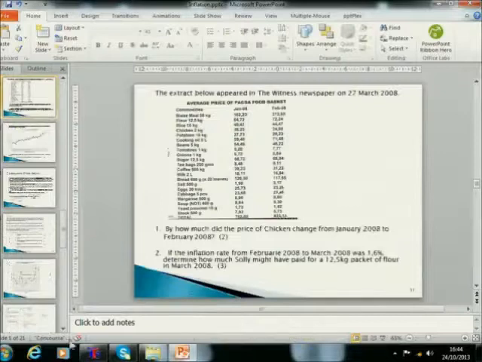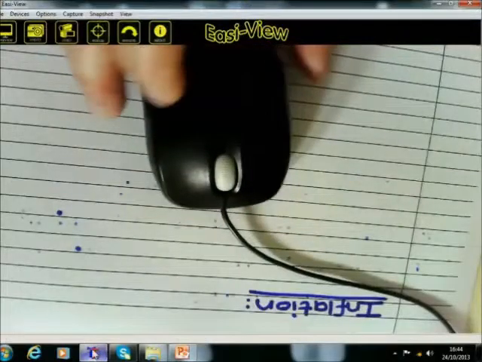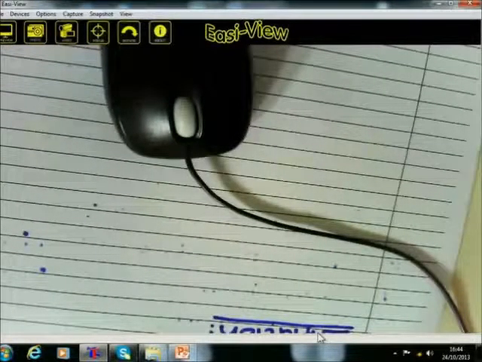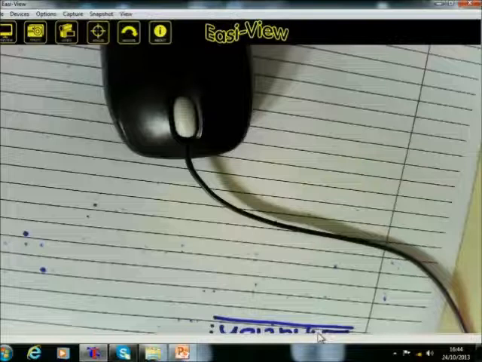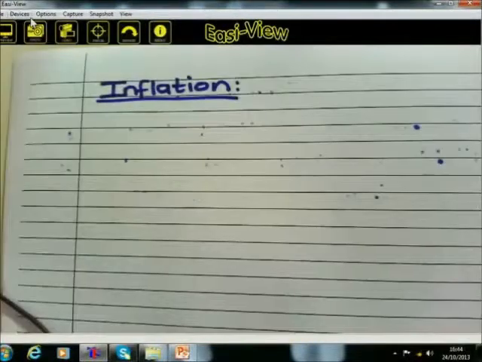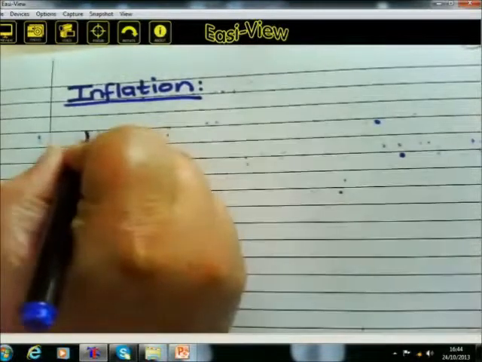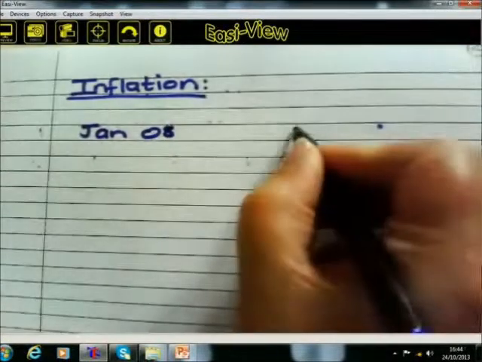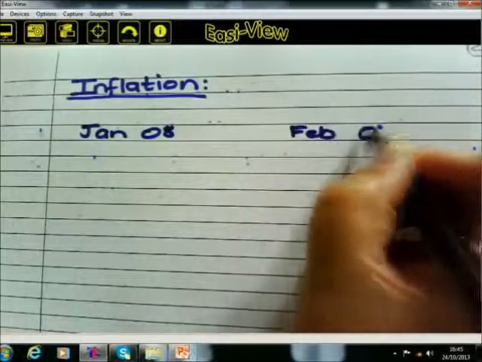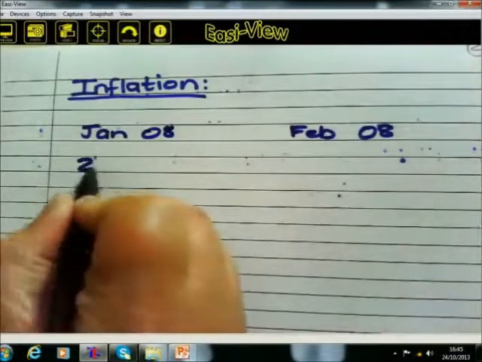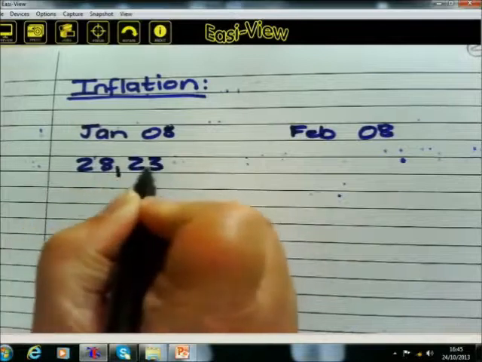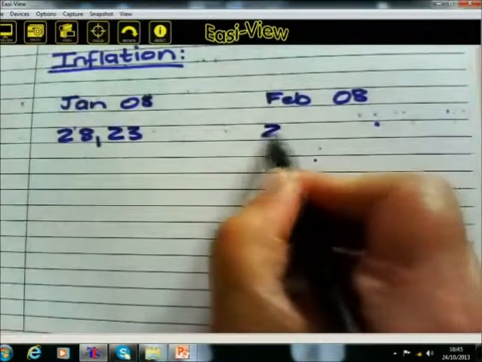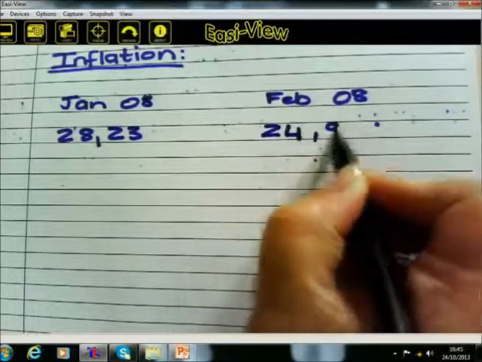Now to do so, I will show you the inflation rate. Sorry, it's upside down. Can you please fix it for us? Right, the inflation, the price of the chicken. If we quickly look at the first price, I'm going to write it here, January 2008, and the price in February 2008. In January it was 28 Rand 23, and in February it was 24 Rand 92.